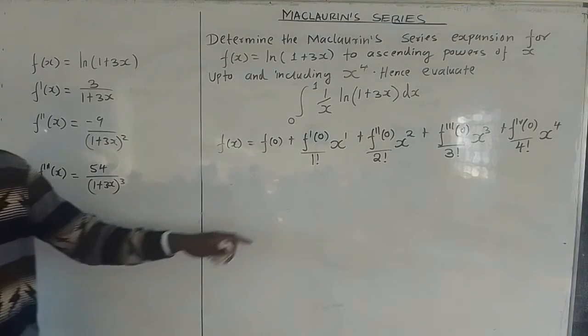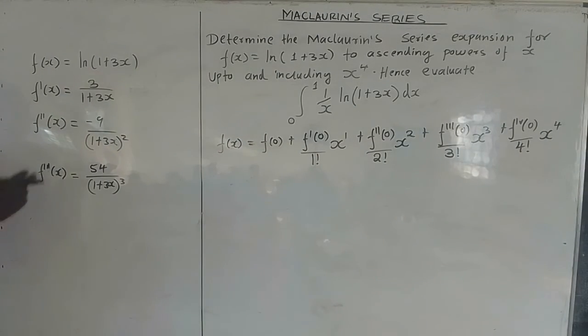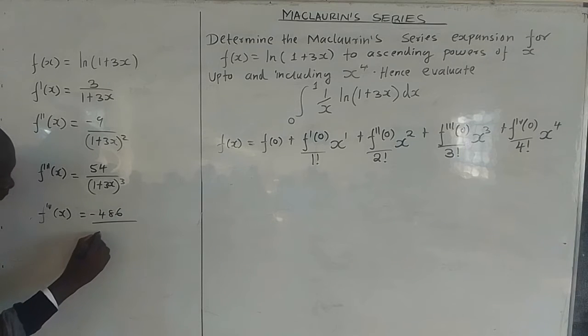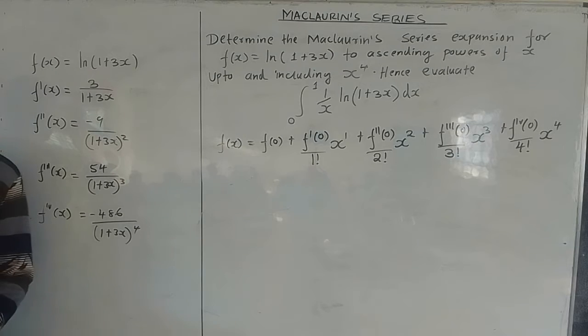Then we are now looking for the last one. We have to get the fourth derivative, isn't it? If we differentiate this third derivative, we get the fourth derivative of x. What is the answer? Negative 486 over (1 + 3x) to power 4. Very good, isn't it?